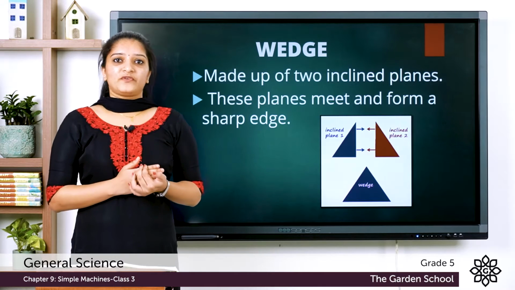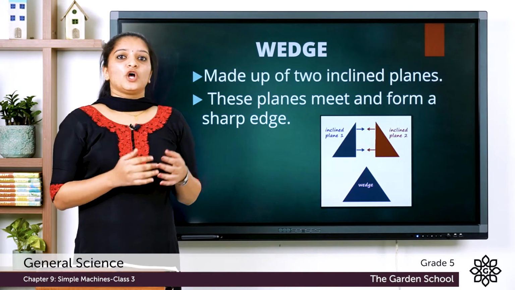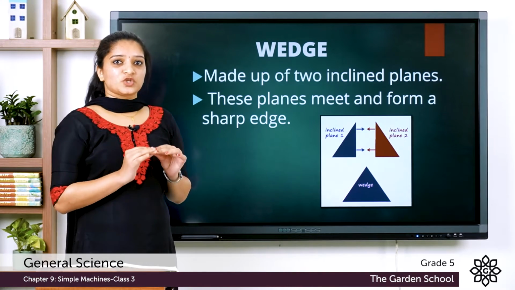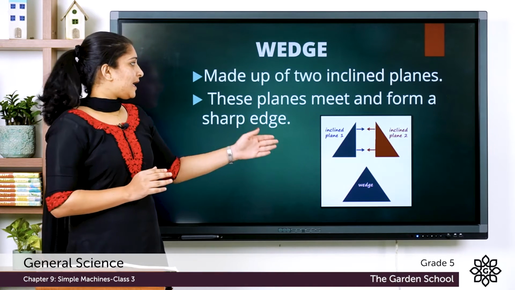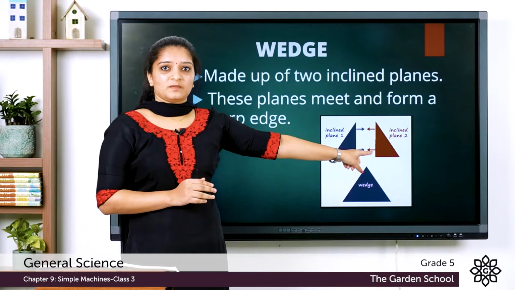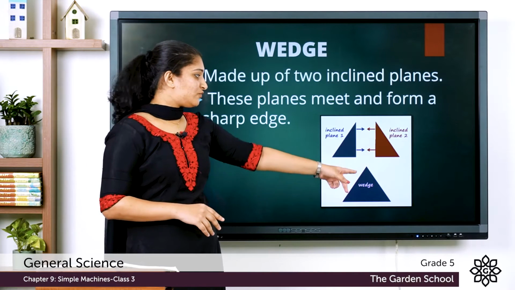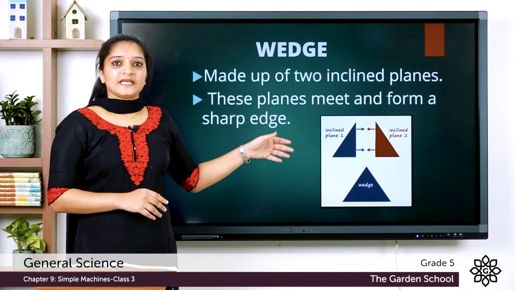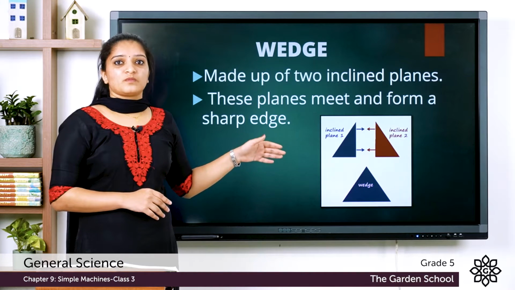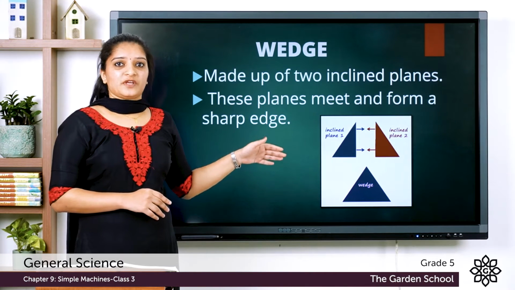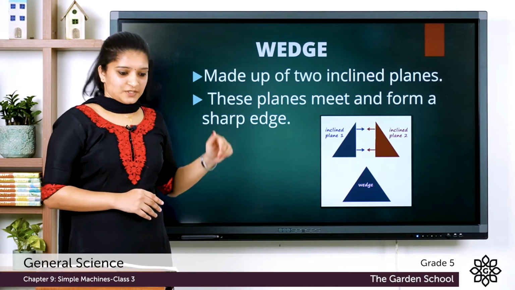It is a type of inclined plane in which two inclined planes are joined together to form a sharp edge. These inclined planes are arranged in such a way that it definitely forms a sharp edge, which is the significant feature of a wedge.